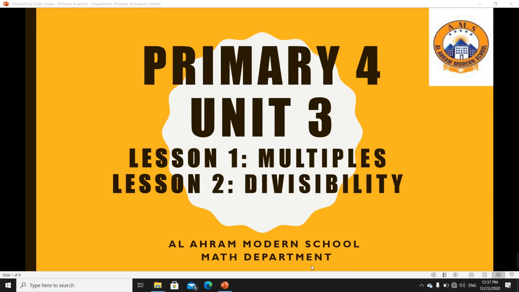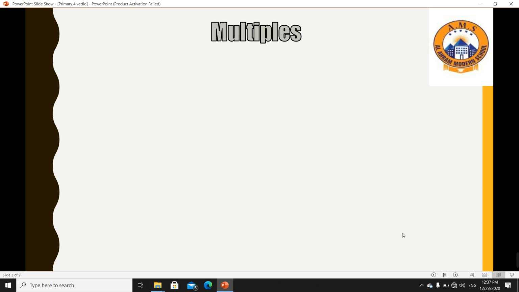How are you today? Today we will start Unit 3. It's talking about multiples and divisibility. We will know together first the multiples. It's a very easy lesson. What is the meaning of multiples? Multiples mean, do you remember our table?